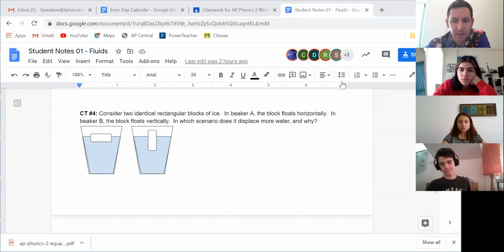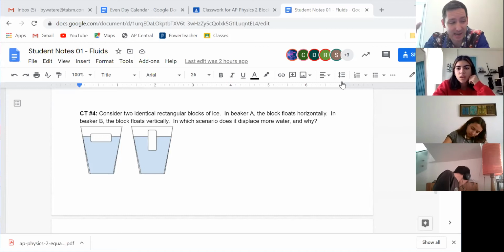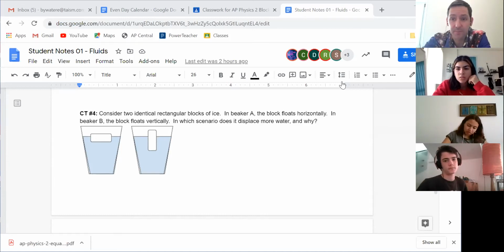All right, good. It looks like most people have got the right answer. It'll displace the same amount of water. If the blocks are identical, they have the same weight, right? They have the same mass, same weight. Therefore, in order for them to float, they need to have exactly the same buoyant force. And if the buoyant force is the same, it means that they displaced exactly the same amount of water. Okay, so very good. You guys have got that idea.